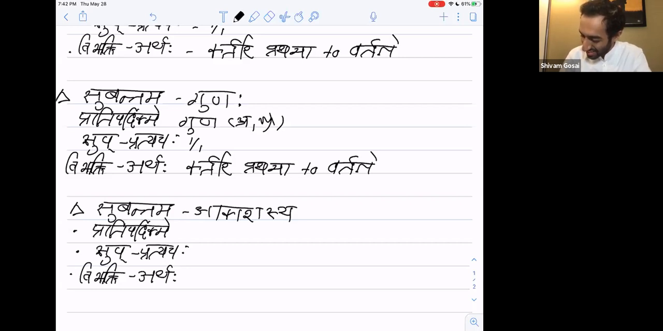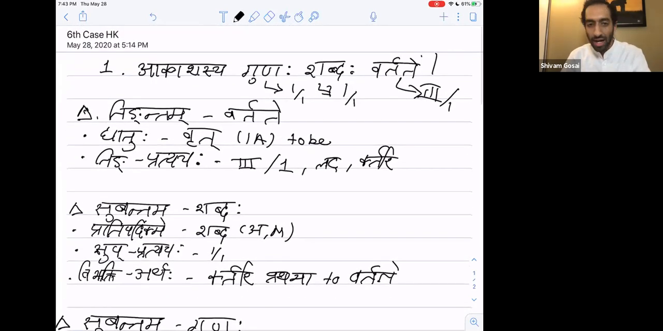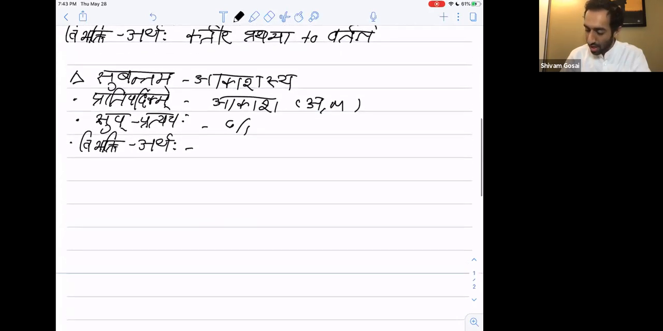Okay, akashasya, pratipadikam is akasha. This is akaranta pullinga. This is sya. You see that sya like ramasya. So you get that 6-1 feeling. Now, there's no karaka, but we usually say sambandhe shashti or nirdharane shashti. I'm going to say sambandhe shashti because it's not among the akasha, it's of the akasha, right?